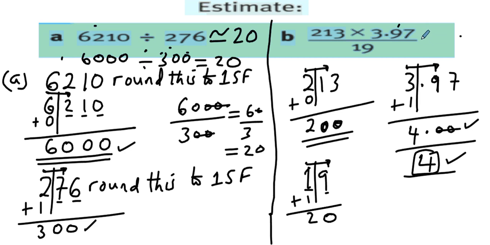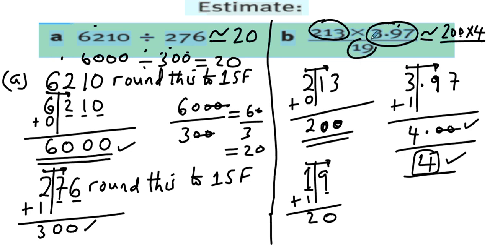This will be approximately equal to this number. We got 200 times this number, we got 4 over this number, we got 20. Can you see that? Now this you can simplify. Cut this 0 and this 0, by 2, 1, by 2, 2. 20 times 2, this is approximately 40. Because 20 times 2 is 40.